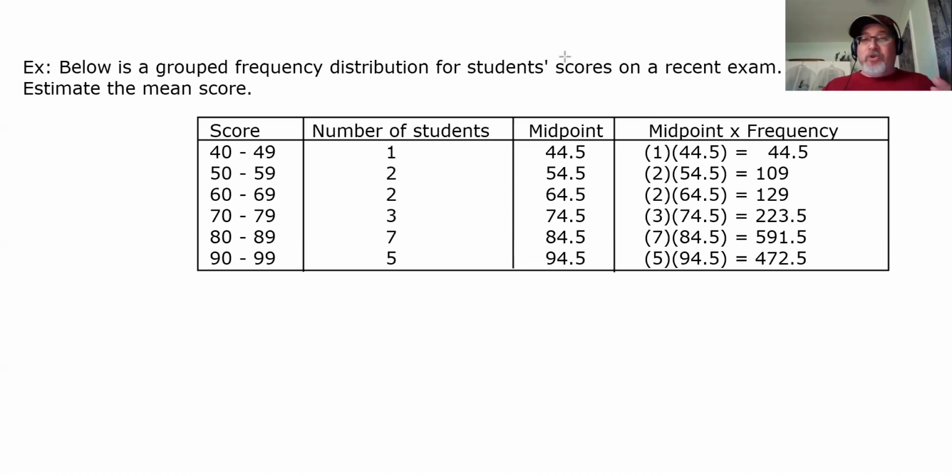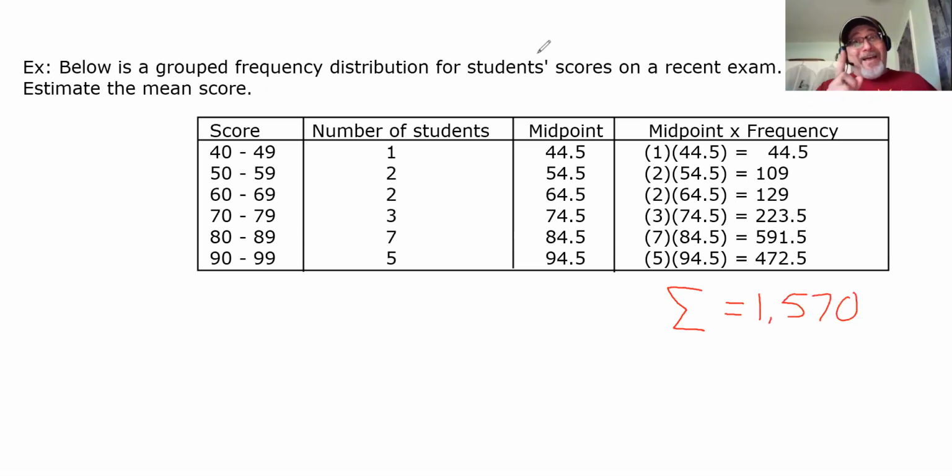We know the sum of the scores in the 40s, the sum of the scores in the 50s, the sum of the scores in the 60s, or rather I should say estimates, the sum of the scores in the 70s, the sum of the scores in the 80s, and the sum of the scores in the 90s. So to find the sum of all the scores, all we have to do is take the sum of this column. Remember that capital sigma means a sum. 44.5 plus 109 plus 129 plus 223.5 plus 591.5 plus 472.5 is 1,570.